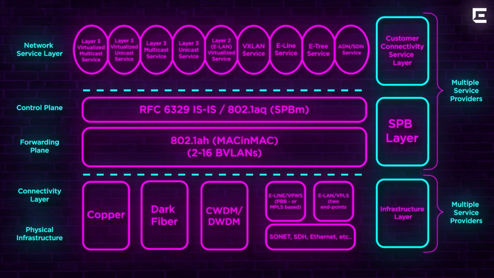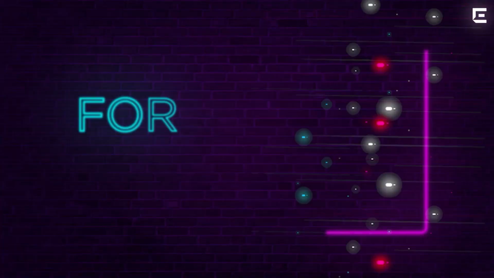The SPB layer can run over almost any infrastructure, even infrastructure which themselves are layered. For example, MPLS, it can run over fiber, copper, you name it. The SPB can run over it. So we can see that with SPB, we have a really good standardized technology on which we build Fabric Connect.